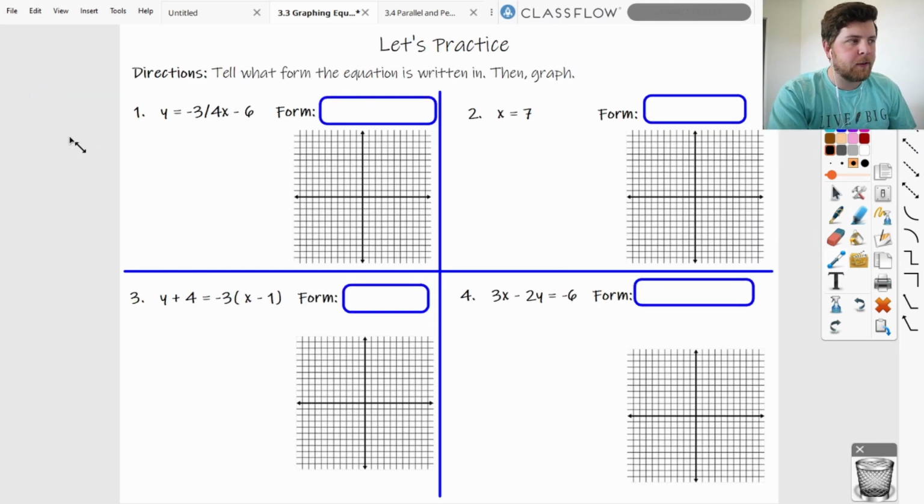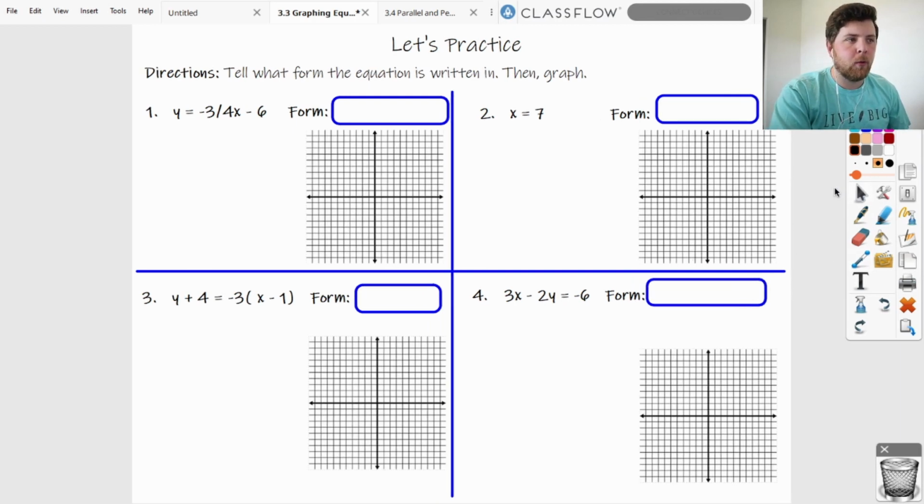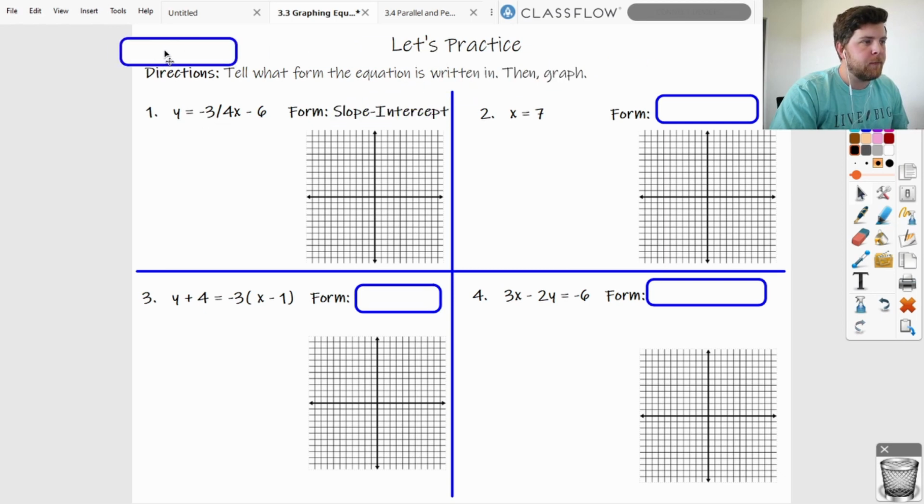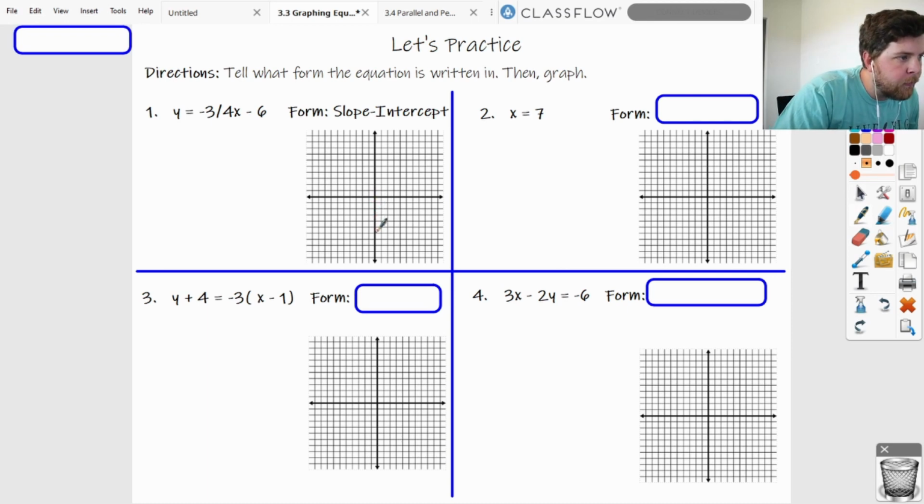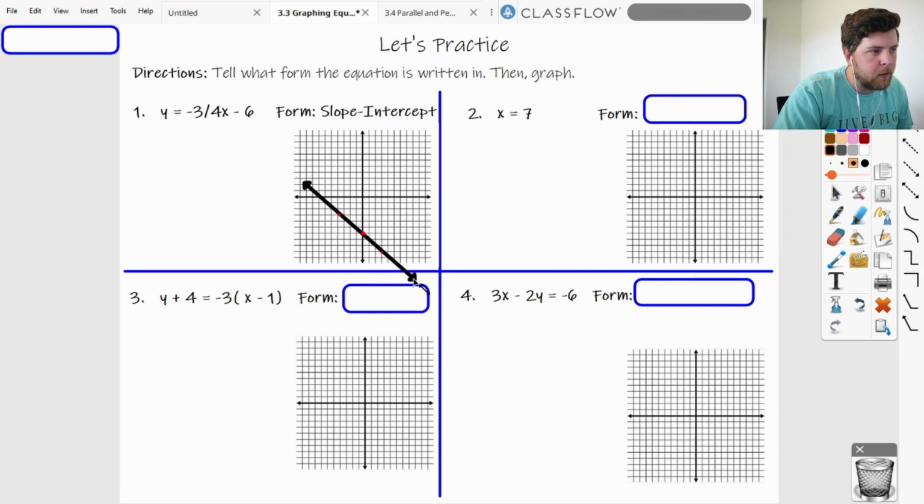Okay, a few more practice problems. Looking at this, first and foremost, what form is it in? It's y equals mx plus b, so slope-intercept. I would go to negative 6, 1, 2, 3, 4, 5, negative 6. My slope is negative 3 over 4, so I'd go down 3, right 4. Oh, I'm off the graph, so I have to go up 3, left 4. Once you have those points, you can connect them.